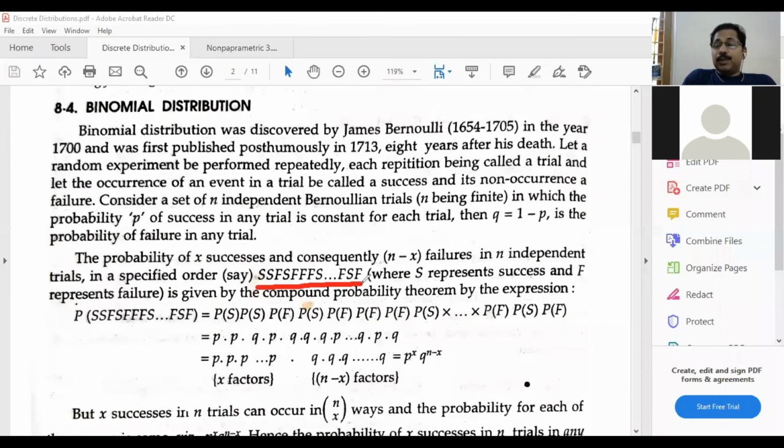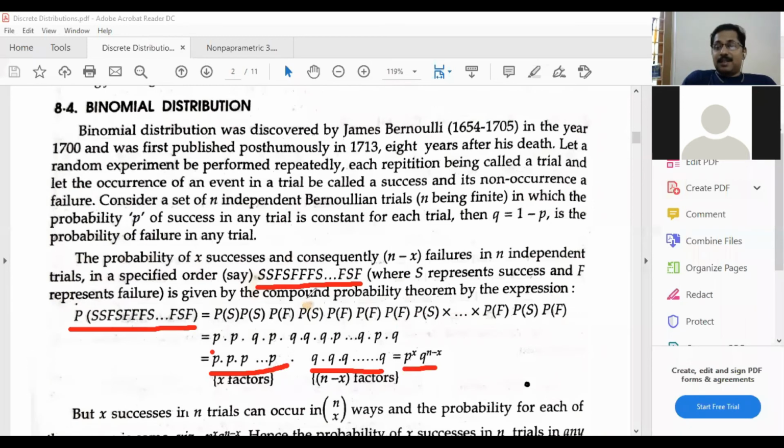Here see how the PMF of this distribution is derived. We want to find the probability of this total trial. Suppose x successes and n minus x failures. You collect the success first, x successes, then n minus x failures. So x successes means multiplying the probability p x times, so it is p raised to x. N minus x failures, so it is q raised to n minus x. This is about a single arrangement.